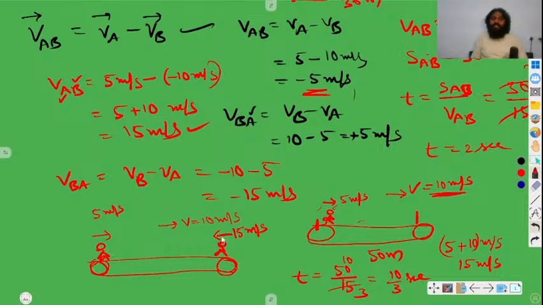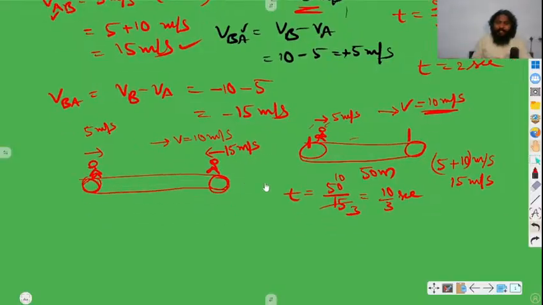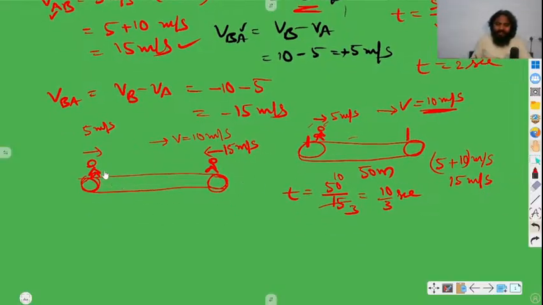Now this person is opposing, running in this direction at 15 meters per second, and he is running in this direction. Now here if you observe, this is person A and this is person B. Now the distance between them is like 50 meters, right? The belt is moving with 10 meters per second speed.